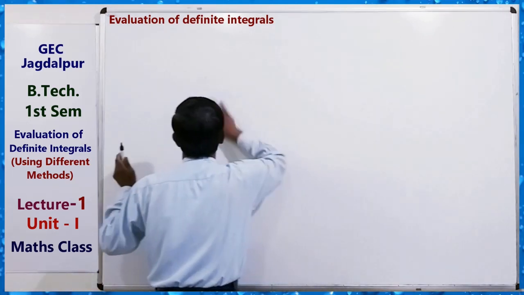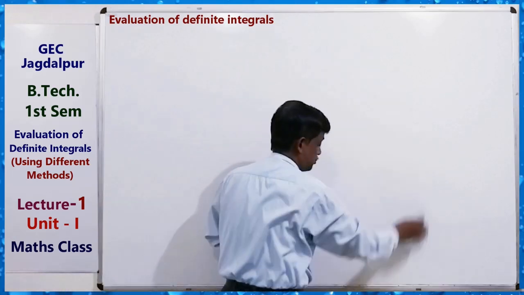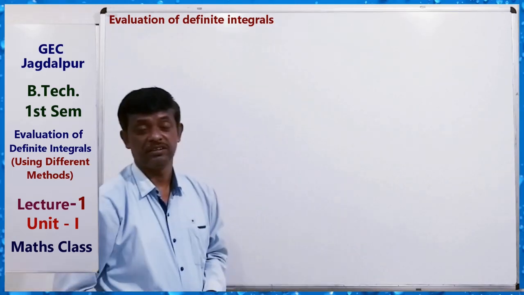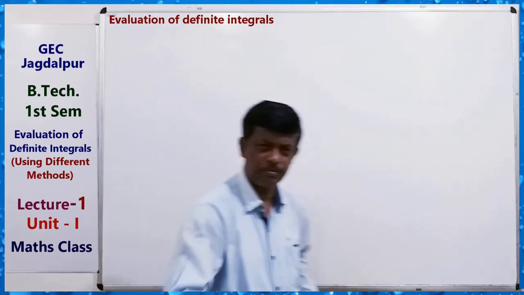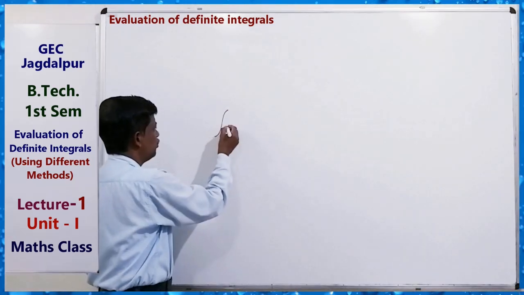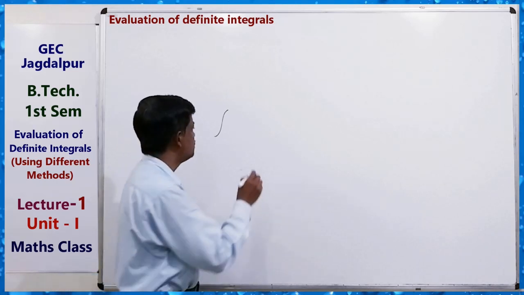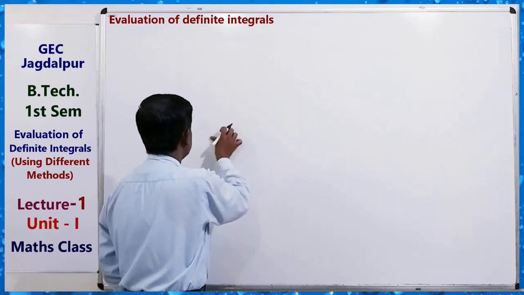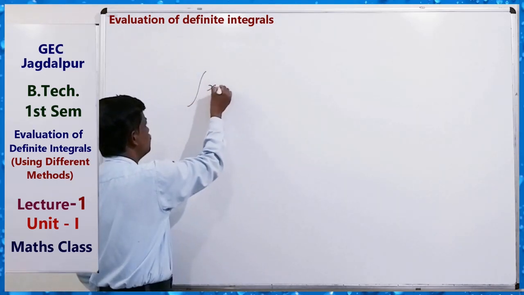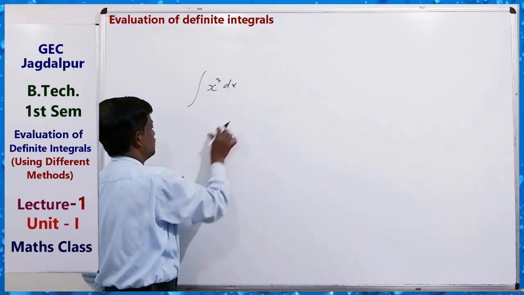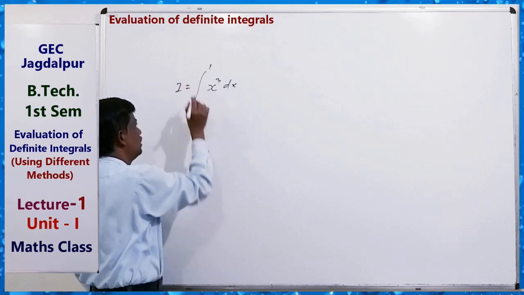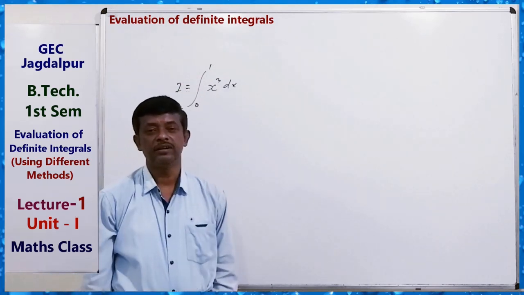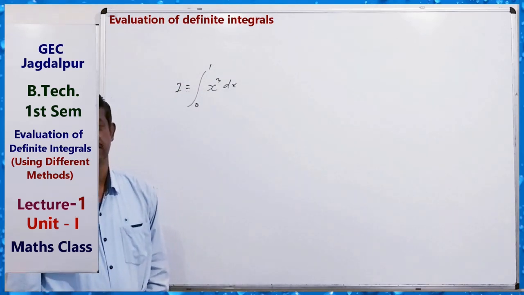You must practice integration using these properties. Okay. So for example, suppose we have an integral like this: integral of x cube dx from 0 to 1. This is an integral, and we will find the value of this integral.